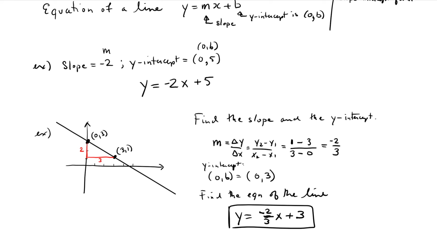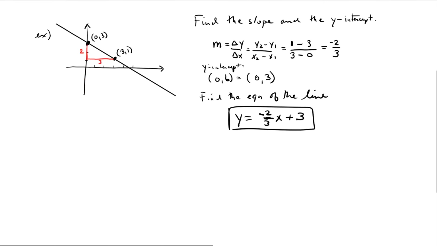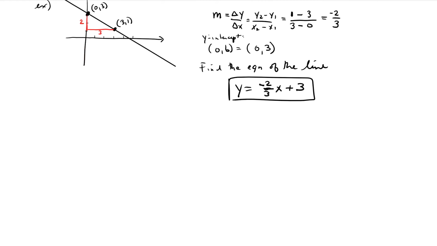But there's another form that we like a lot as well, and it's very important in calculus. So often in calculus, we're given a point that belongs to the line and the slope of that line, and we want to recover the equation of that line. So how do we do this? I'll give you an example.